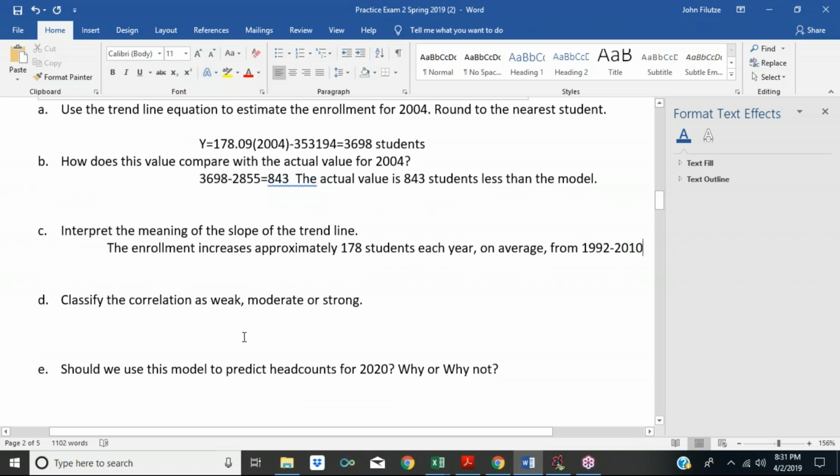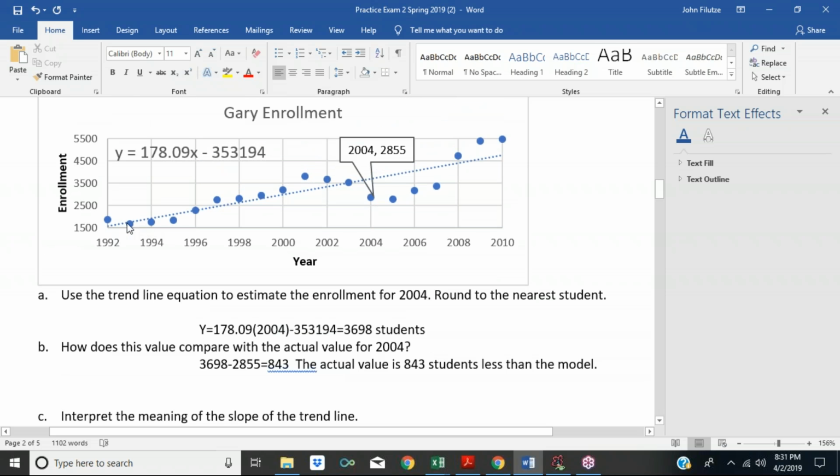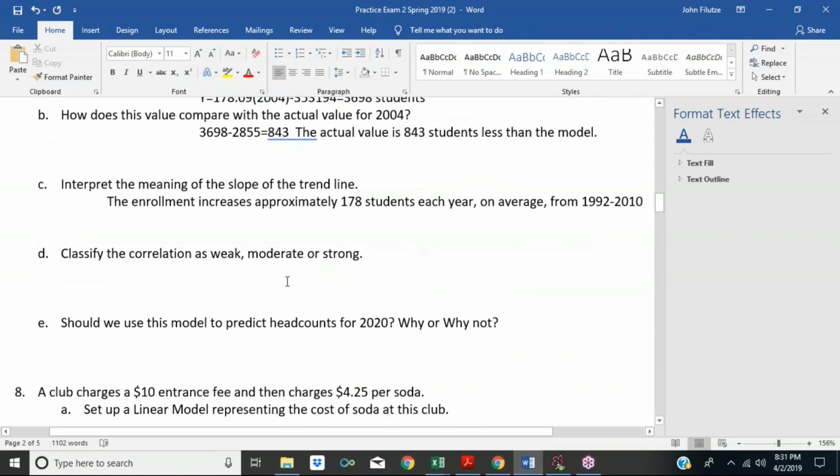So then it wants us to classify this correlation as weak, moderate, or strong. When we look at this, it's pretty moderate. It's not super strong because you've got this big dip right in here, between 2004 and 2007, it looks like. So we could say it's a moderate positive correlation.